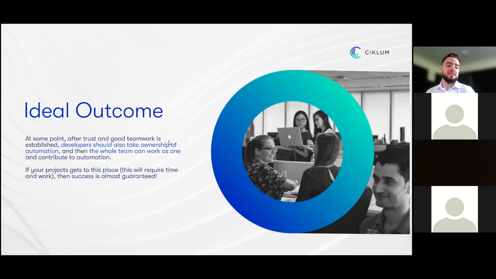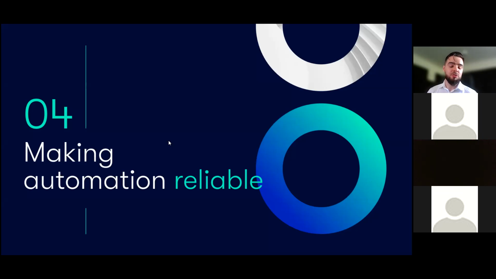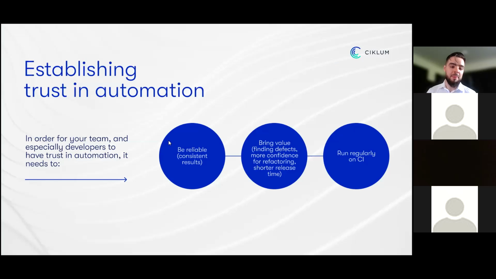Okay, so we discussed why we should collaborate with developers and why we should build trust in our automation, so developers and the whole team can see the value of our automation and they would like to get involved. But in order for that to happen, first of all, we need to build trust in our automation. And in order to do that, our automation tests should be reliable. So what does it mean?